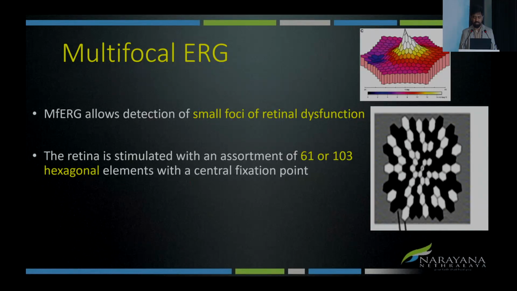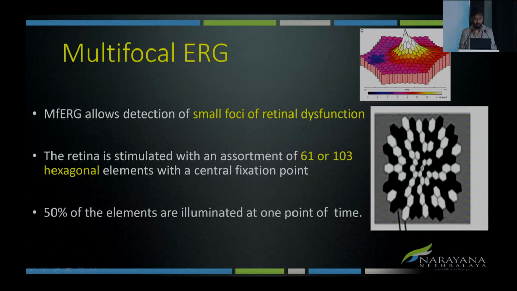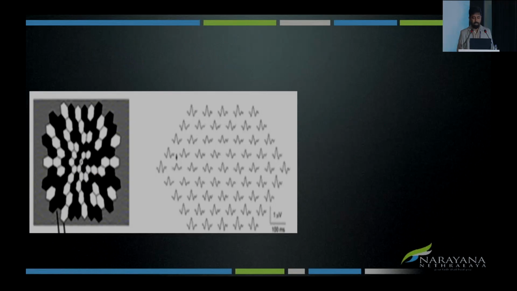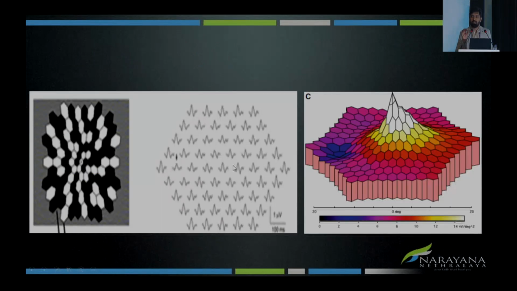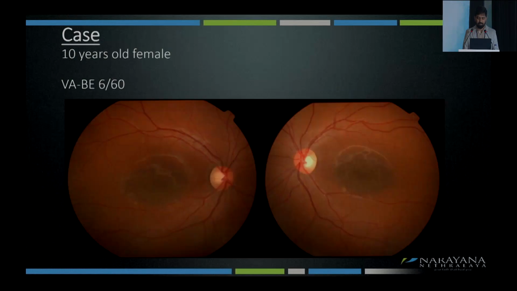We use either 61 or 103 hexagonal elements to stimulate each and every point on the macula. So at any point of time, only 50% of these are illuminated, and you get a graph corresponding to each and every point on the macula. So that's how it's able to detect even a small foci of retinal dysfunction. Most of the time we use multifocal ERGs in drug toxicities. So let me show some case examples.